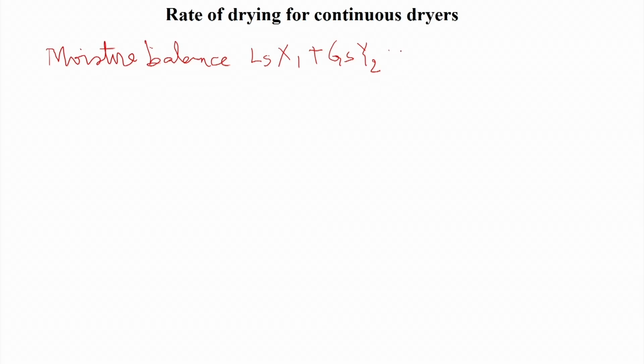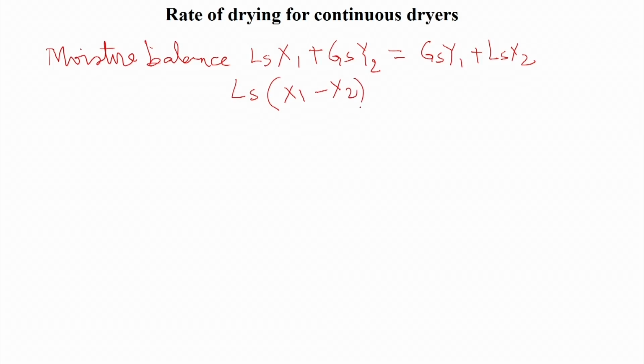Now, we need to do the moisture balance first. Across the dryer, Ls into x1 plus Gs into Y2 is equal to Gs into Y1 plus Ls into x2. From here, by manipulation, Ls into (x1 minus x2) is equal to Gs into (Y1 minus Y2).